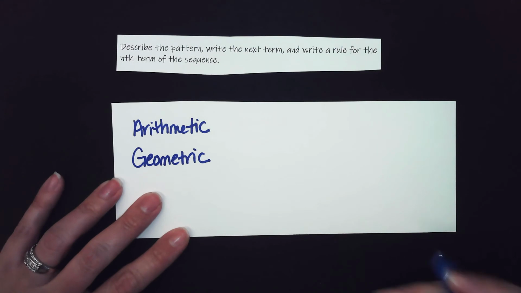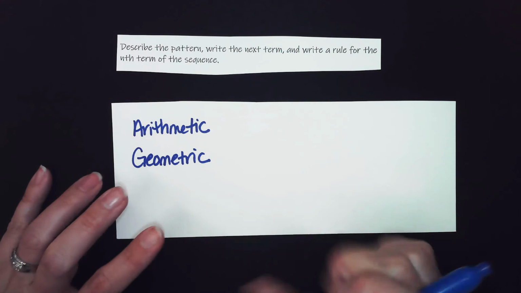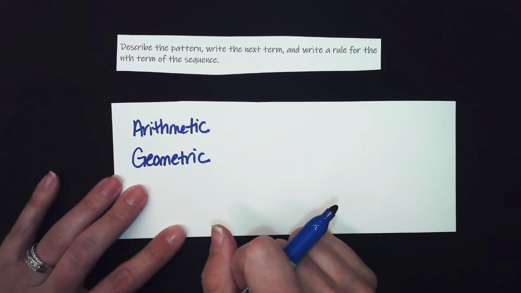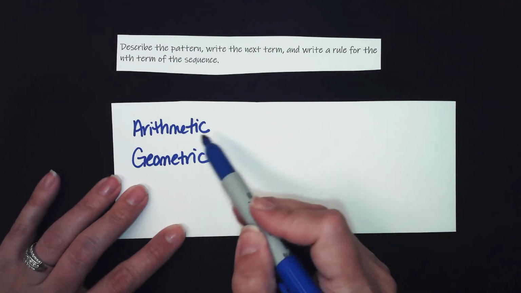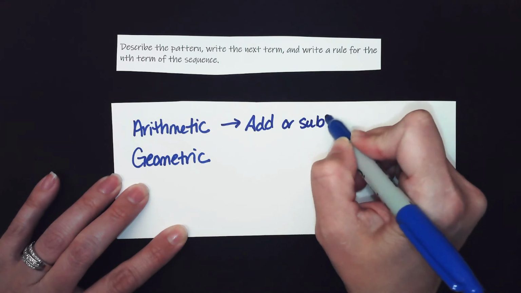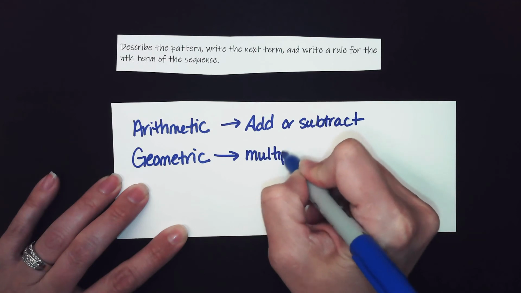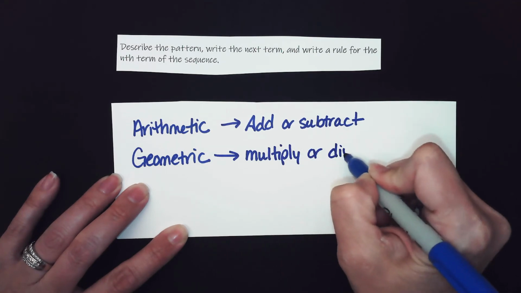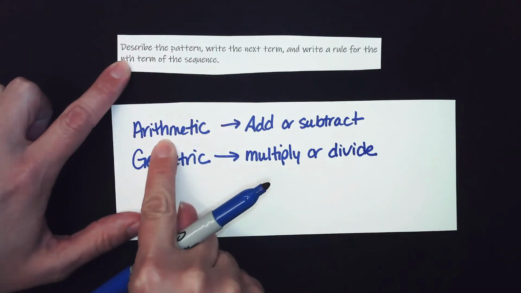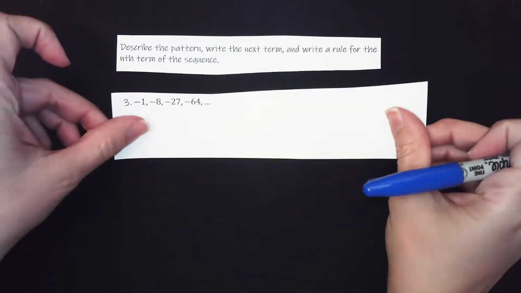Which one is it? Well, we're not actually going to cover these until 8.2 and 8.3. That's when we get into depth with these types of sequences and series. But when we're defining them, it's arithmetic if you add or subtract to get to the next term, and it's geometric if you multiply or divide to get to the next term. So that's how we're going to describe the pattern. We're either going to say it's arithmetic or geometric or neither. Okay? So let's start with number 3 in the notes.